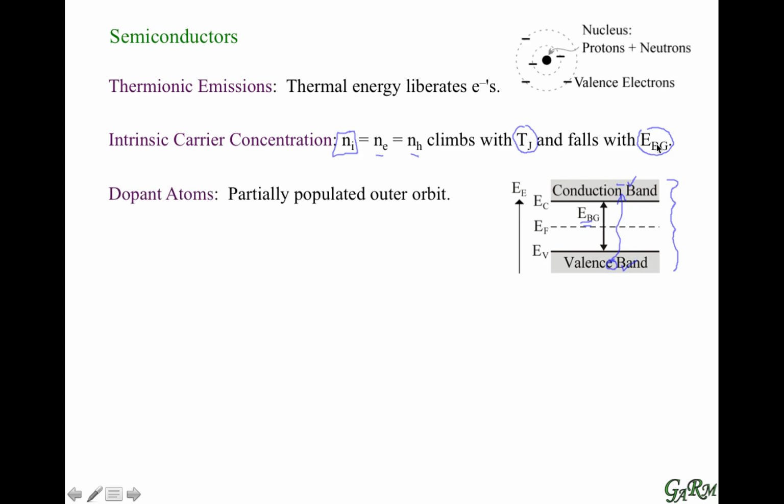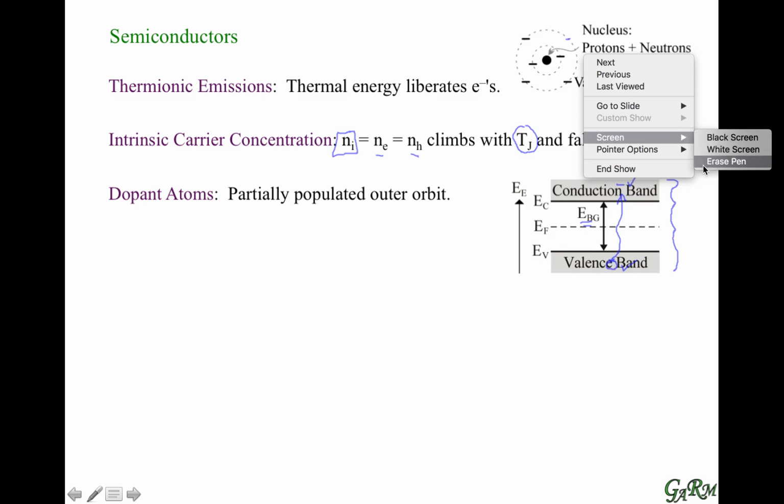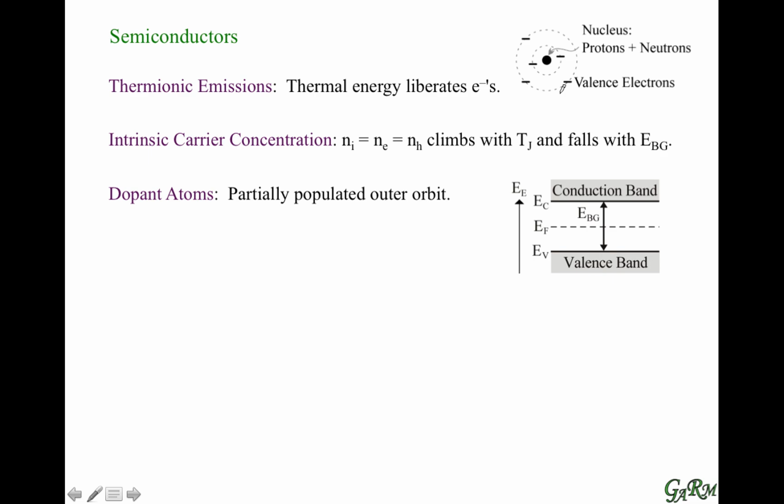Okay, so now let's talk about dopant atoms. Dopant atoms are basically atoms with partially filled outer orbits. What you see here, this outer orbit could have had 4 electrons, but in a dopant atom, it has 3 out of the 4, so it's partially filled. Doped semiconductors are semiconductors that are doped with dopant atoms.